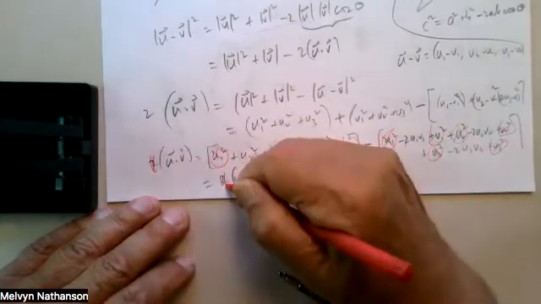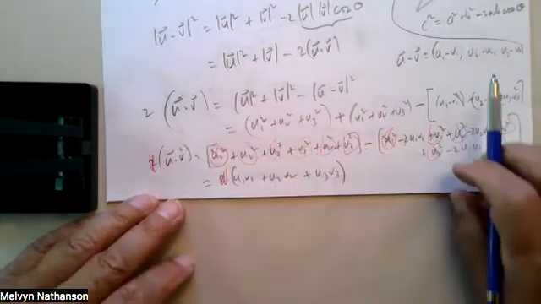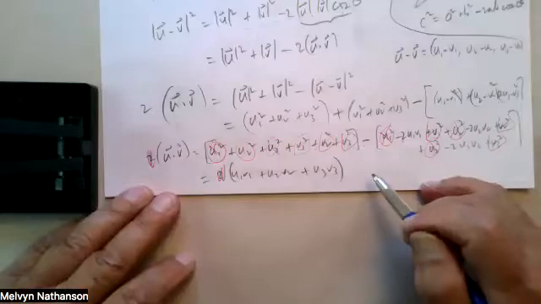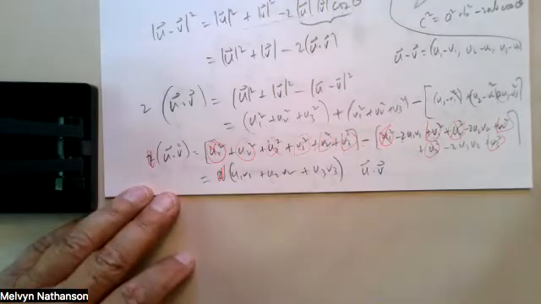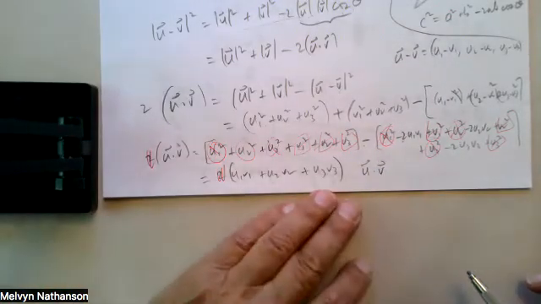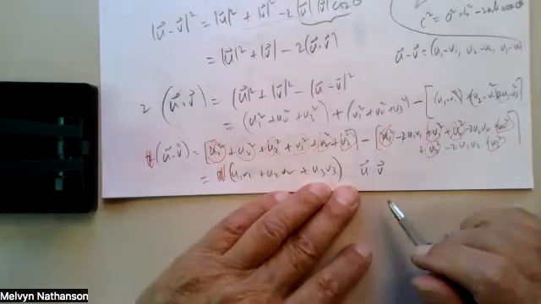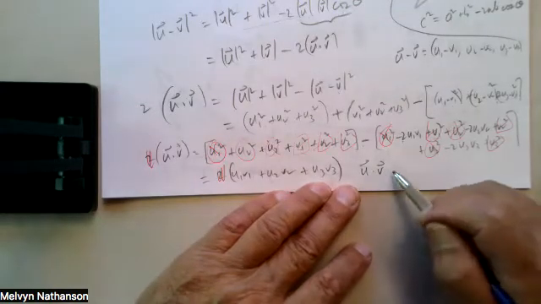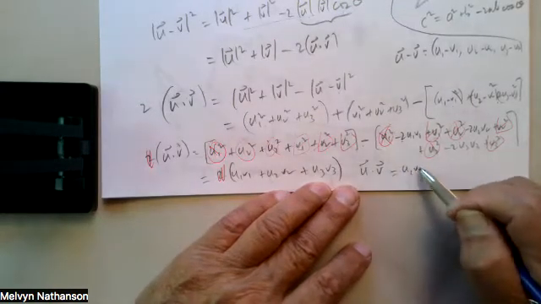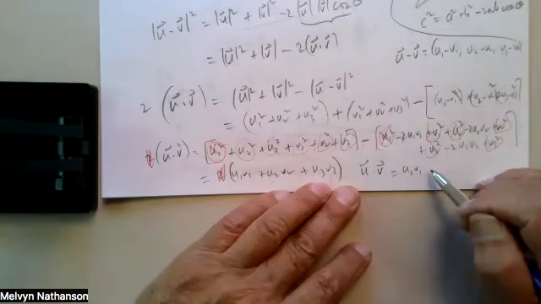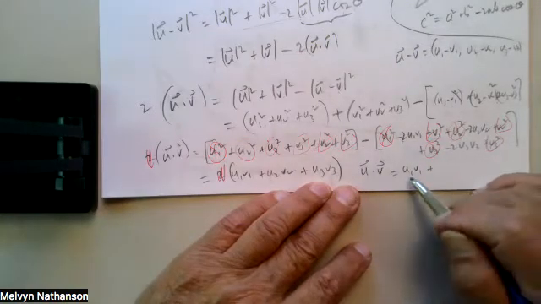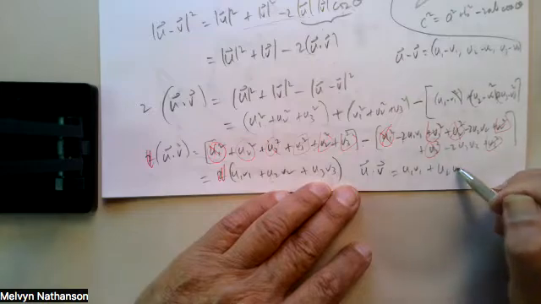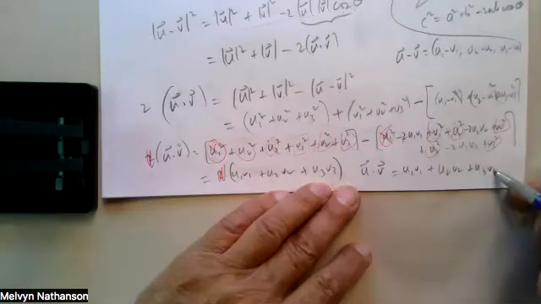If I cancel the 2's, I just get a formula for the inner product of u and v, or the dot product. The dot product is also called the inner product. And the dot product of u and v is the product of the coordinates pairwise, added up. It's the sum of the pairwise products of coordinates: u1v1, u2v2, u3v3.